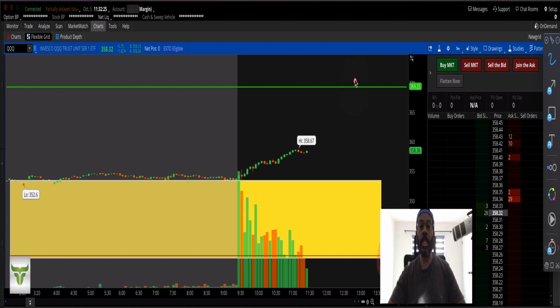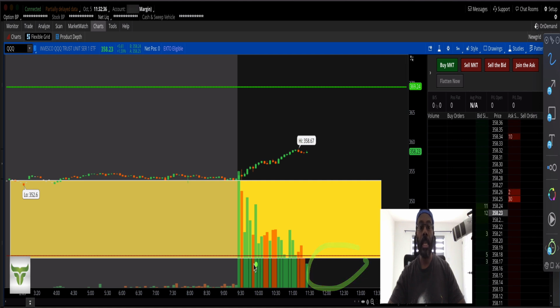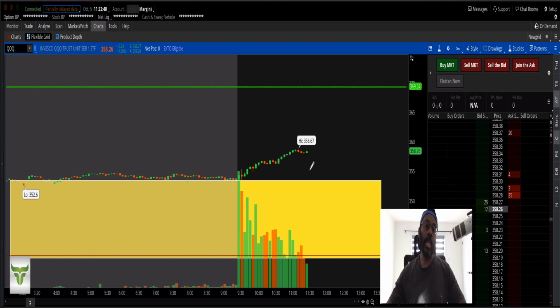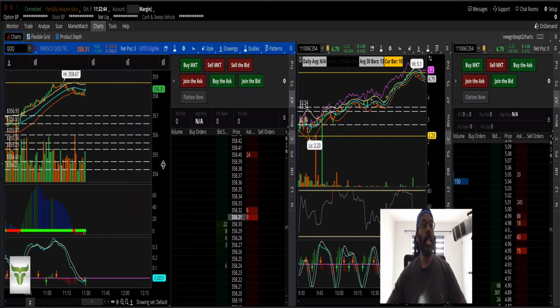If you're wondering right here, what's this? This is the 200. This is the 20. I know I got it set up differently there. This is the daily simple moving average, and this is the 200 right there. And as you see here, the volume of the QQQ. So when I took this trade, let's come over here so that you see all that right there.